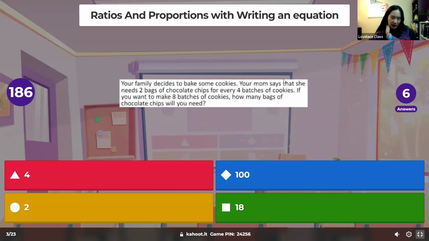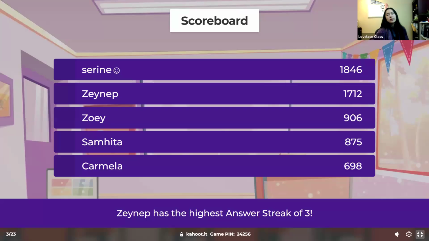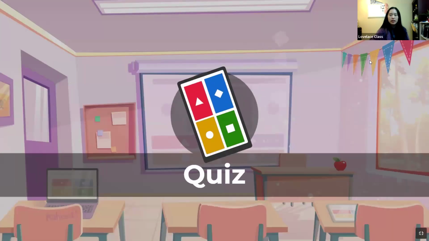Okay, good job. Again, you guys did a very, very good job for this one. I'll just quickly go over it. We have 2 bags for every 4 batches of cookies, right? We don't know how many bags of chocolate chip we need, but we know we have 8 batches of cookies. So it's 2 over 4 equals x over 8. We can multiply 8 over, and 2 over 4 is 1/2, times 8, and 1/2 of 8 is 4. So good job. You guys are doing a really good job. Don't be pressured to answer fast, because accuracy is more important.